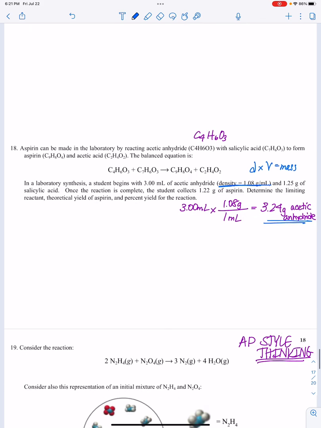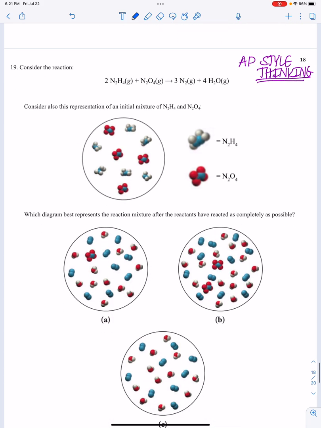And then finally, 19, this is AP style thinking. This is particle diagrams. Think sandwiches too. This is kind of like I give you a particle diagram and I give you amounts and I want you to figure out what my product's going to look like. We did this with the ammonia synthesis and we did this with the sandwiches.